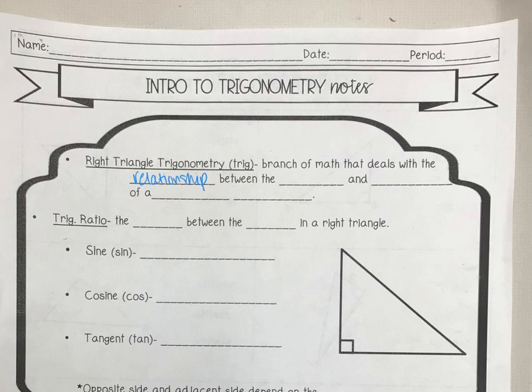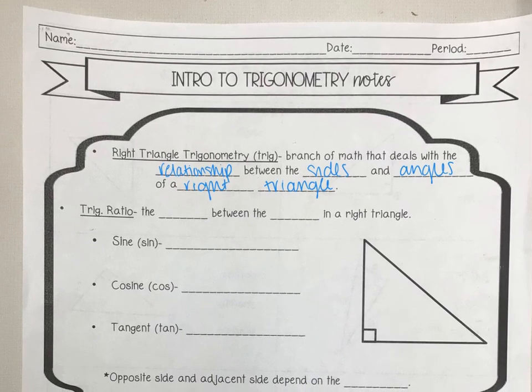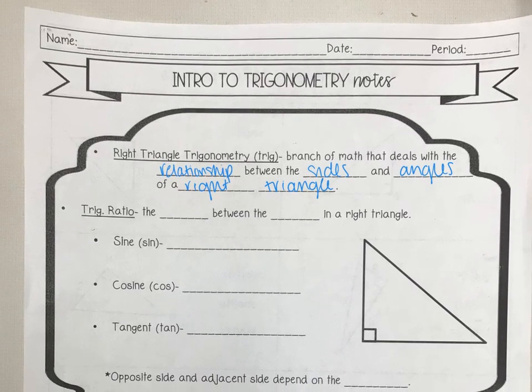Relationship between the sides and angles of a, what kind of triangle do you think we're talking about? Right triangle. Oh, y'all are so smart. A right triangle. So right triangle trigonometry, or you could just say trig. You don't have to say trigonometry. We can call it right triangle trig. It's a branch of math that deals with the relationship between the sides and the angles of a right triangle.